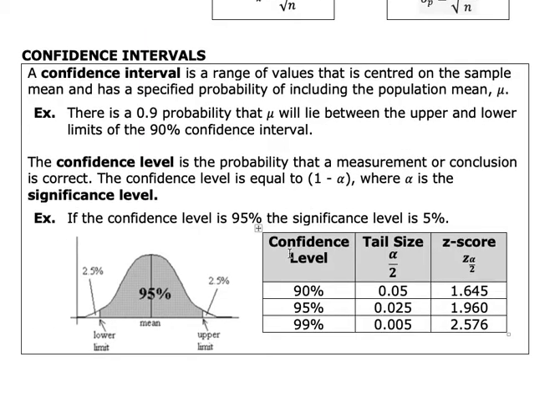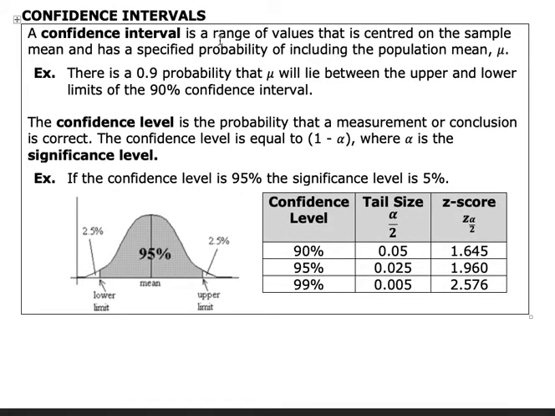So let's talk about confidence intervals. A confidence interval is a range of values that is centered on the sample mean and has a specified probability of including the population mean, mu. Example, there is a 0.9 probability that mu will lie between the upper and lower limits of a 90% confidence interval. So, the confidence level is the probability that a measurement or conclusion is correct. The confidence level is equal to 1 minus alpha, where alpha is the significance level.